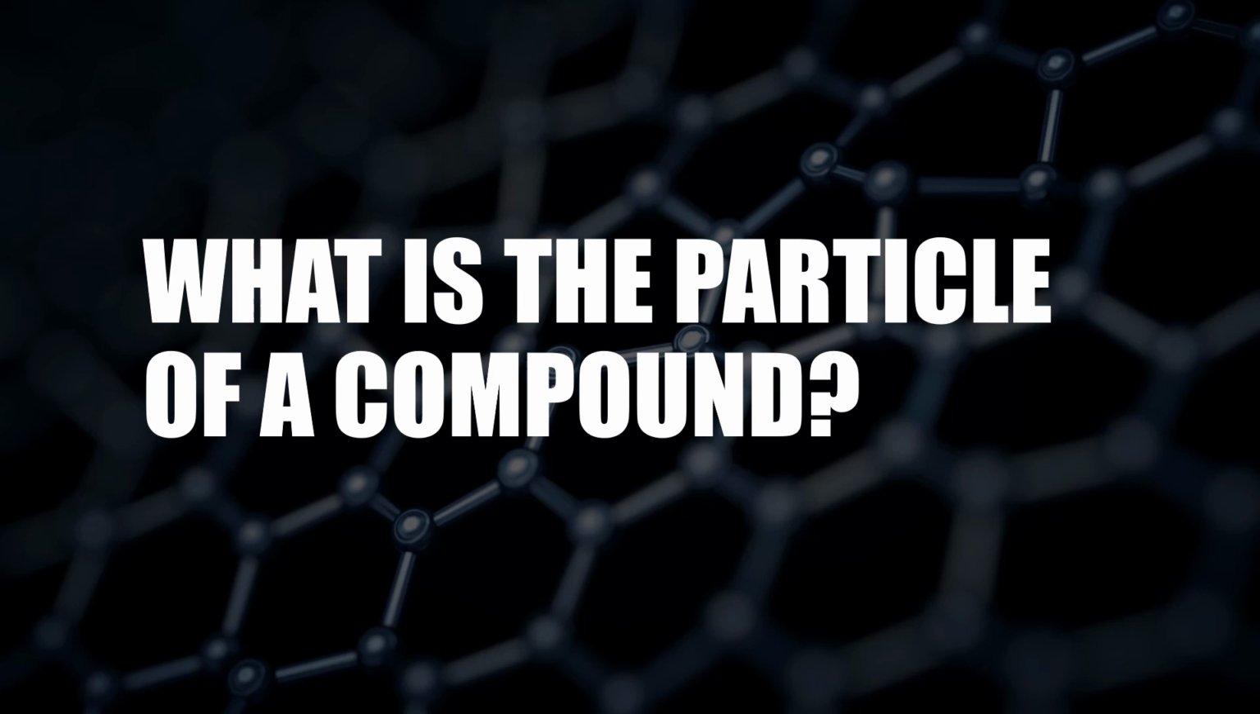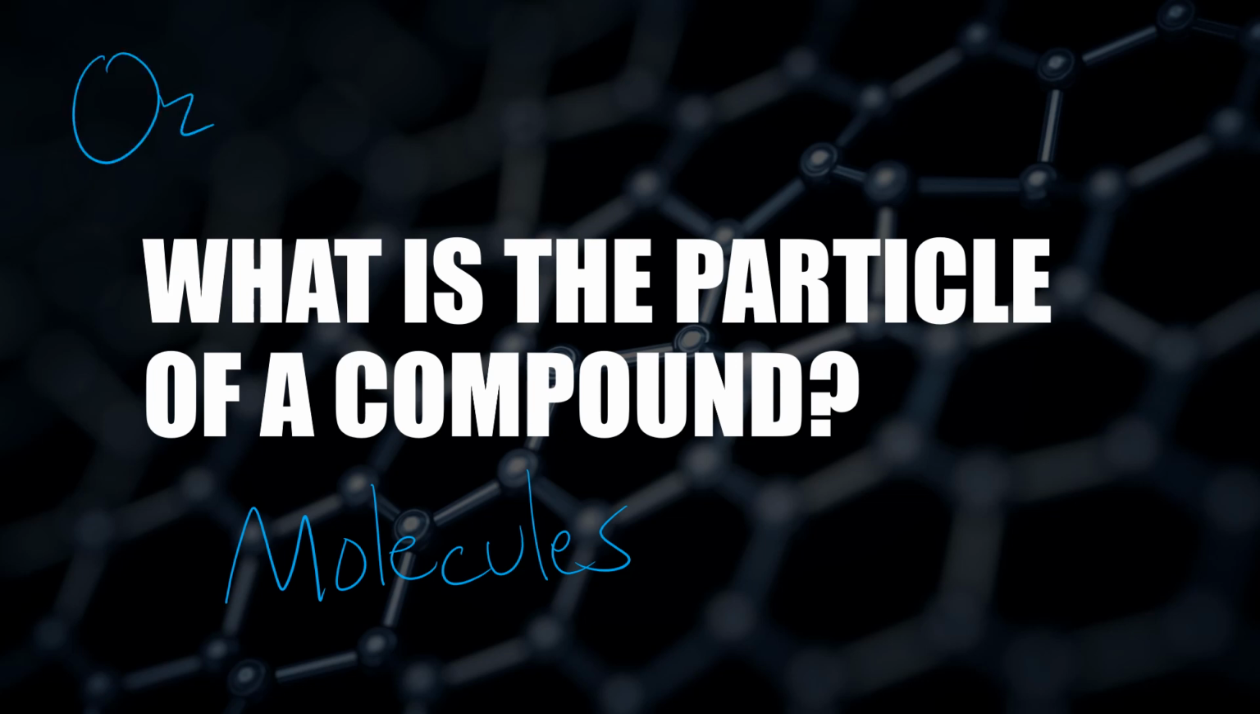What is a particle of a compound? Those are called molecules. Now, do not be deceived. If I have oxygen gas, that is also a molecule, but it is not a compound because it is the same element. In order to be a compound, you have to have 2 different elements. But all compounds, a particle of a compound is known as a molecule.